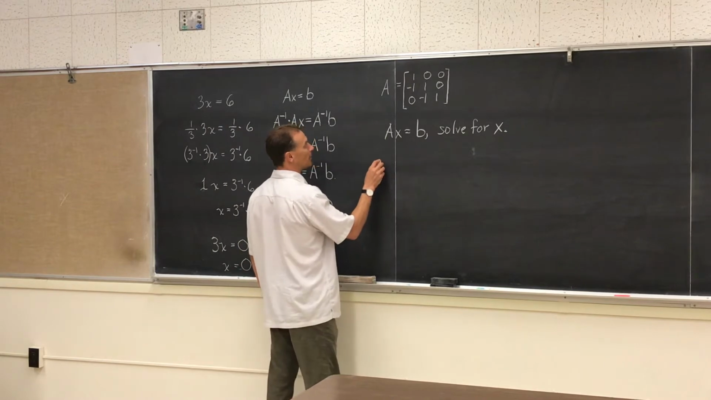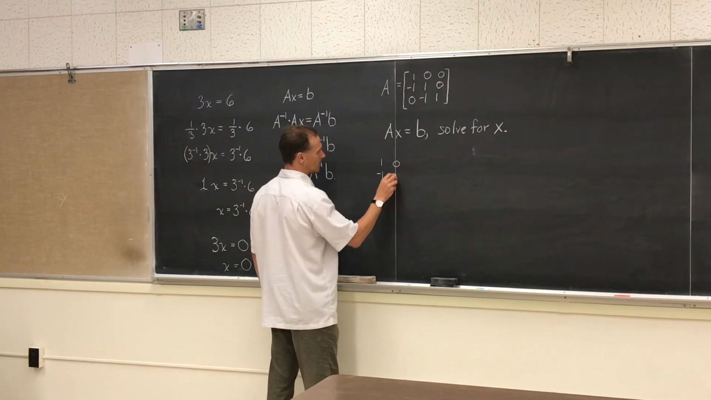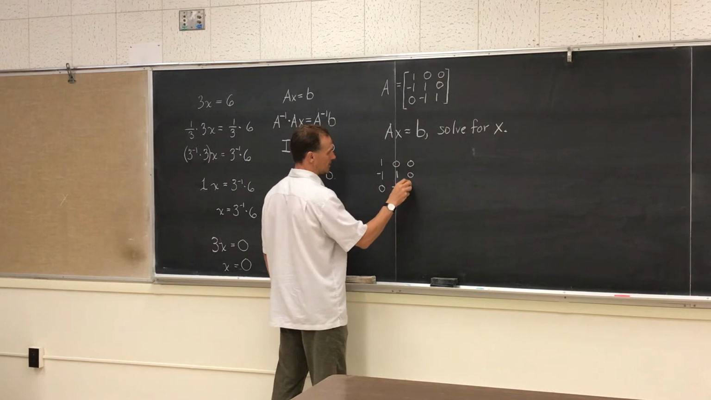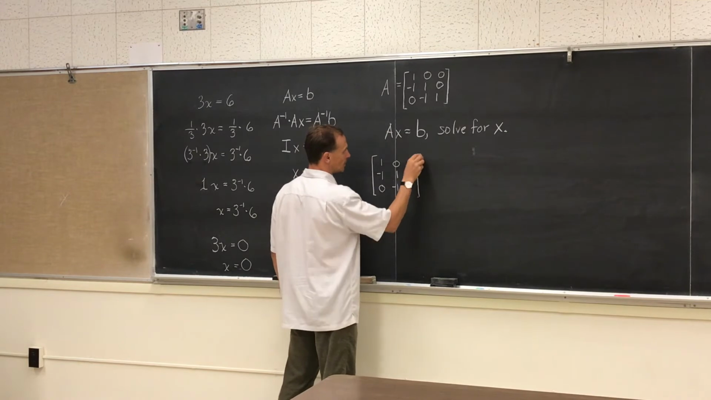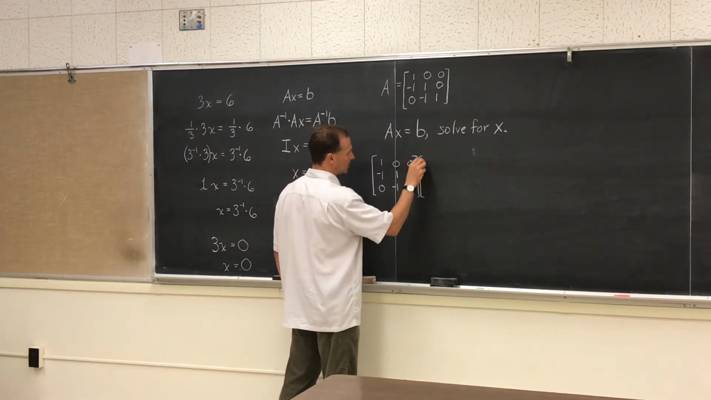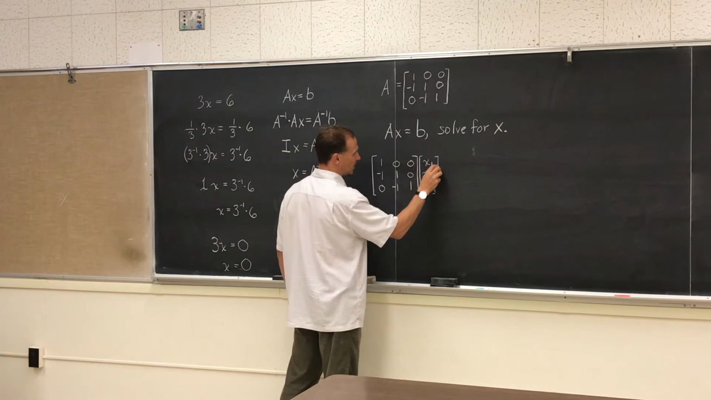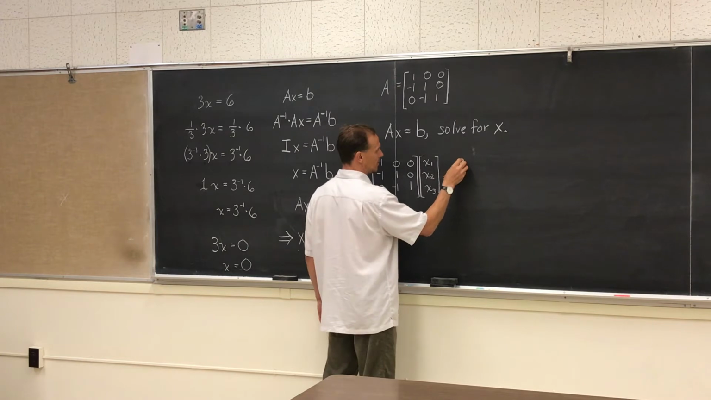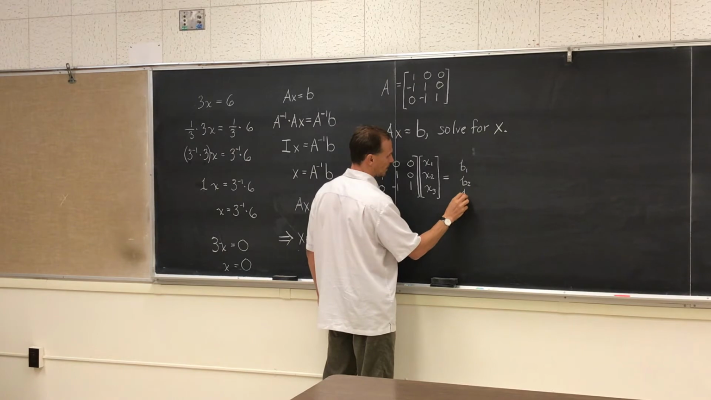Okay, let's do that. So I'm going to write this out. This is 1, minus 1, 0; 0, 1, minus 1; 0, 0, 1, times x. Well, remember, x is x1, x2, x3, and this is going to equal the vector of b. Let's write it as its elements, b1, b2, and b3.